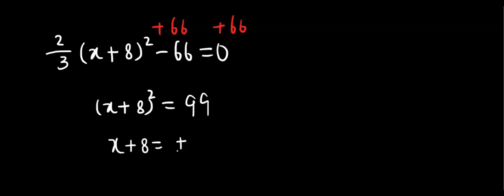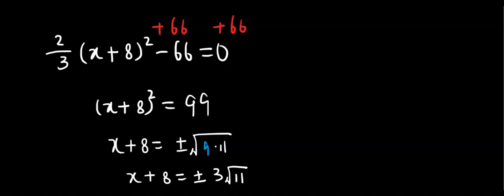Once we have 99, we're going to square root both sides. Don't forget it's a positive and negative square root of 99. Okay? And don't forget 99 is what? Is 9 times 11. Which means x plus 8 is positive and negative 3 square root 11.